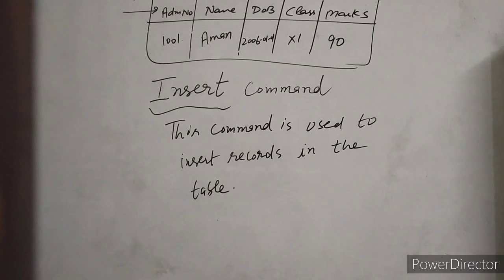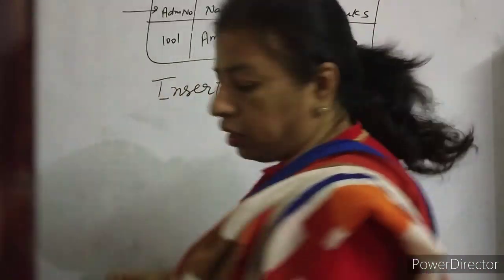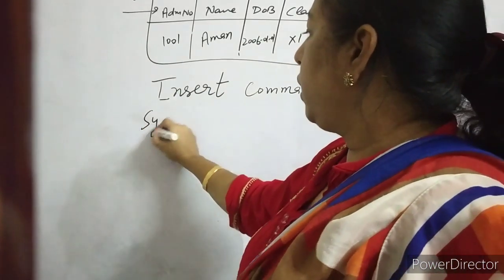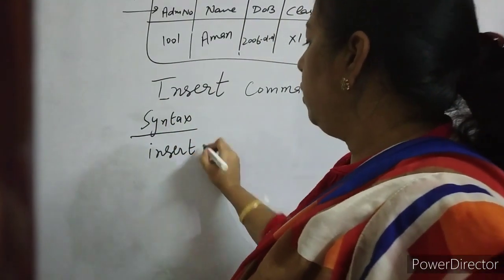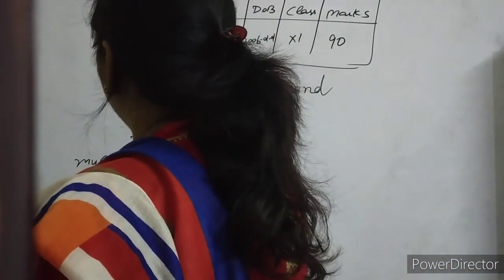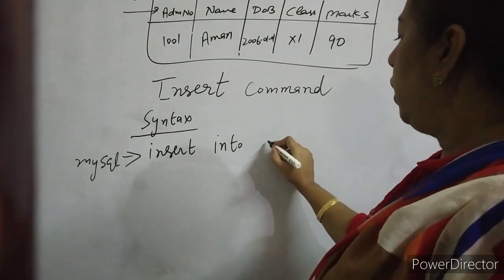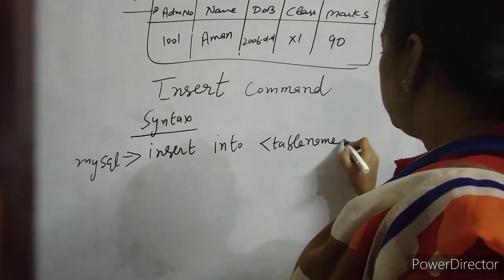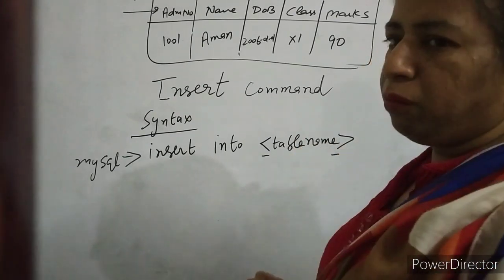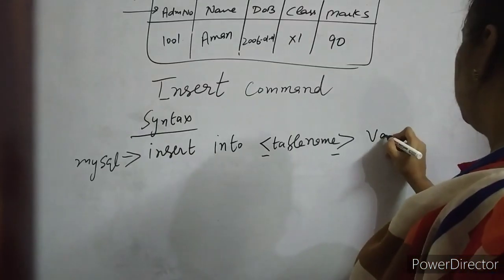I want to enter this data in my table. Now understand the syntax of the insert command. Write down the syntax: Insert into. First you will write this. Where will you type this command? On the MySQL prompt itself. Clear? Insert into, and here you write the table name. Why am I using the angular bracket? It means this is the name of the table you have given.